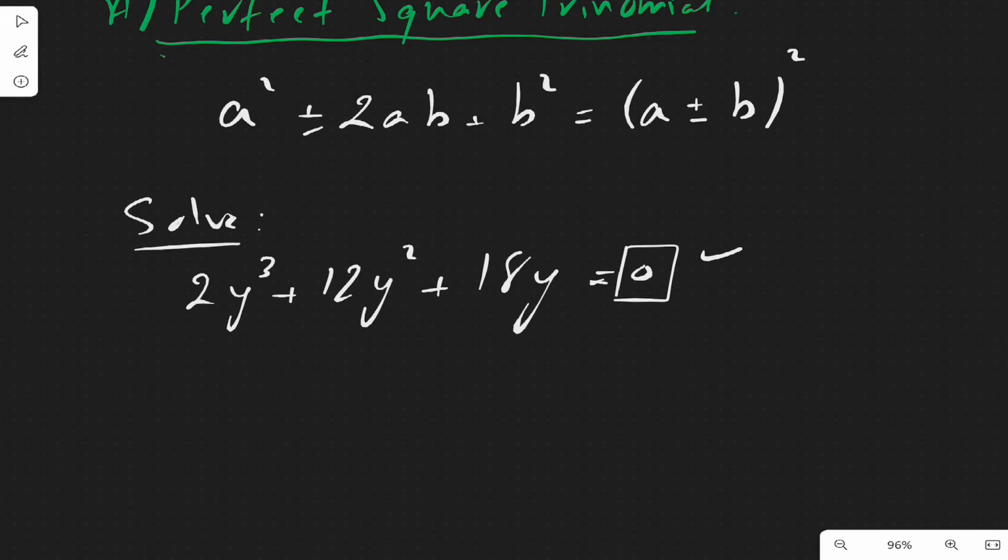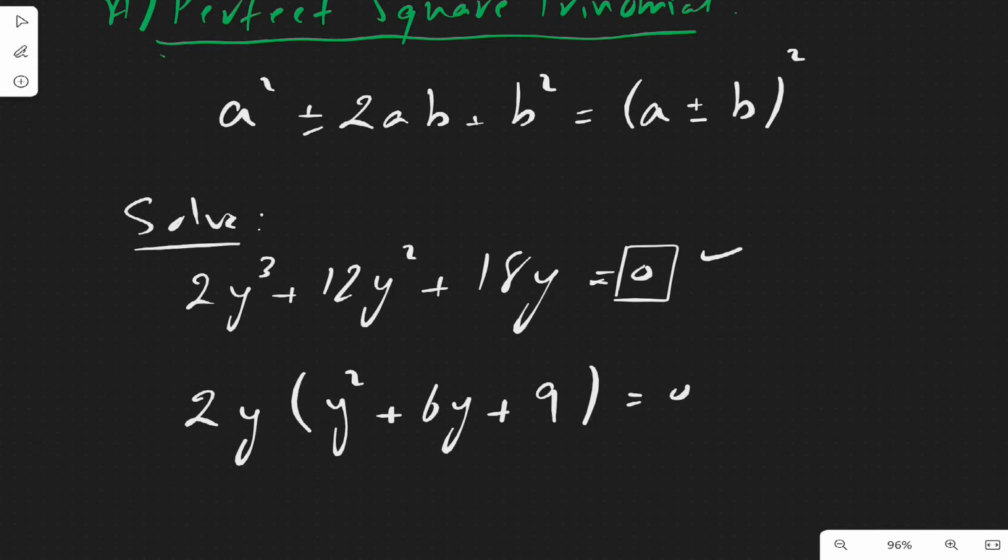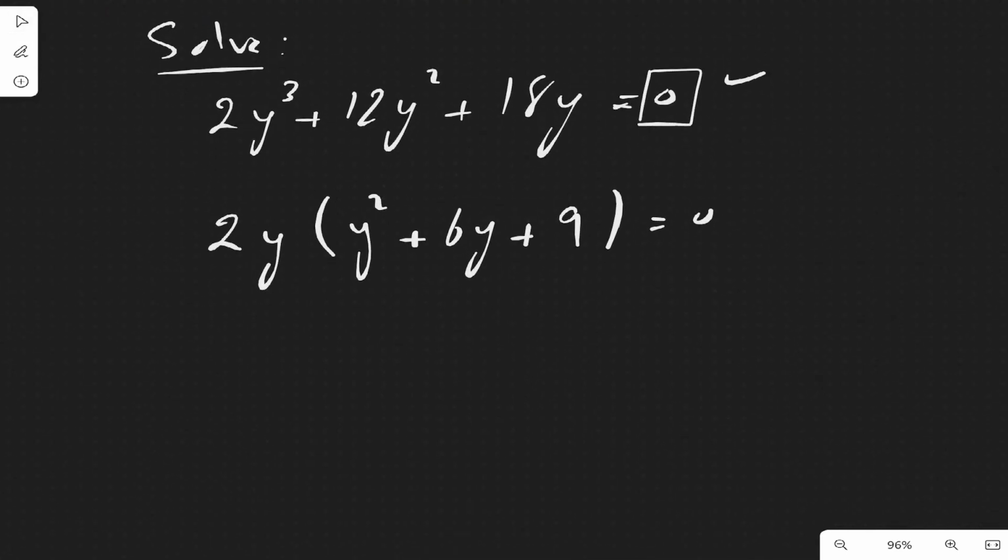the GCF is 2y. All of them can be divided by 2y. So open bracket, I divide: 2y to the power 3 divided by 2y is y to the power of 2, plus 12y to the power of 2 divided by 2y is 6y, plus 18y divided by 2y is 9, equal to 0. 2y is outside.